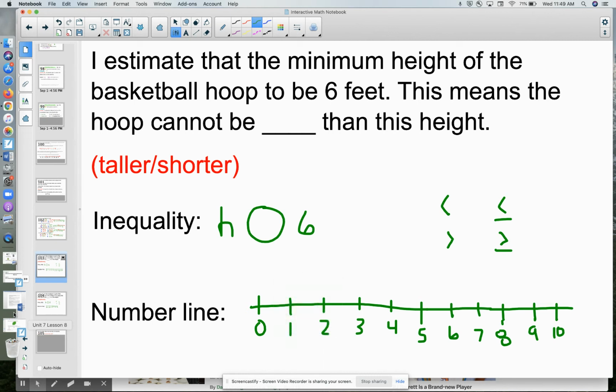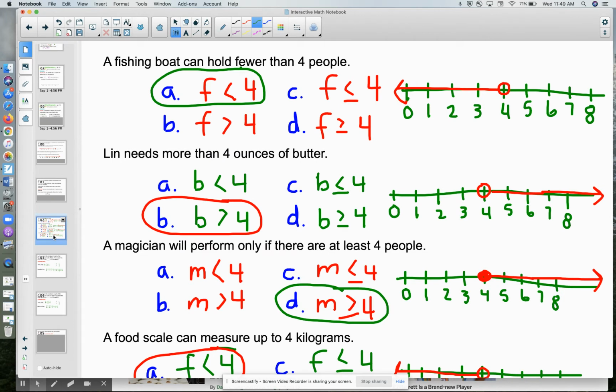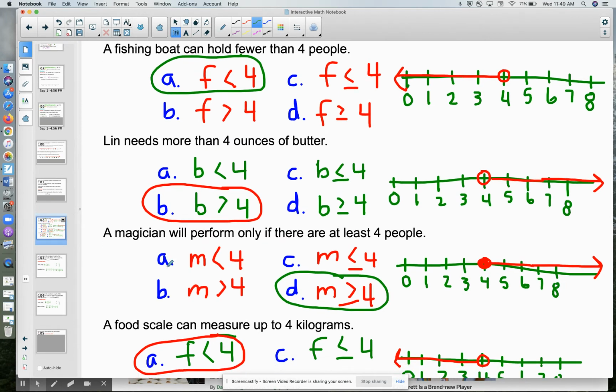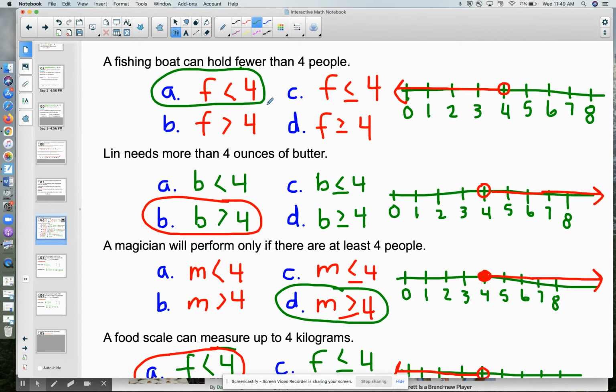All right, today is April 29th. We're going to continue with lesson 8, the student task statements. This is what we did yesterday. All we're doing is graphing inequalities. Inequalities you've been working on for the last couple of years, greater than or less than. Now what we're going to do is actually graph them on a number line.